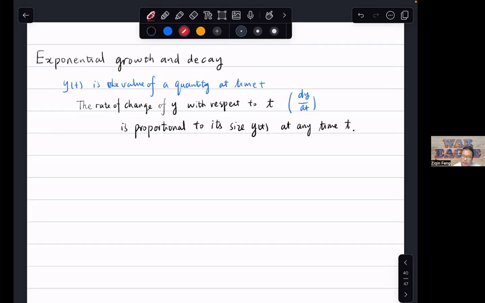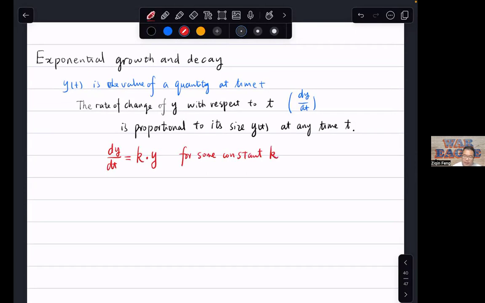We can set up an equation for this function, which means dy over dt is proportional to y of t. Basically the ratio here is a constant. We call the constant k, for some constant k.